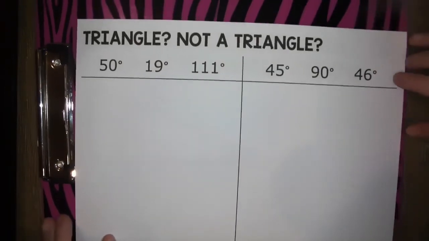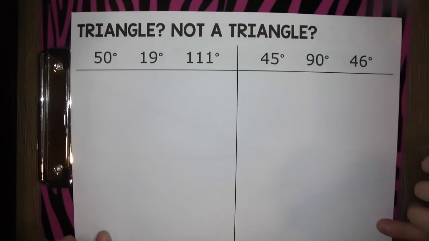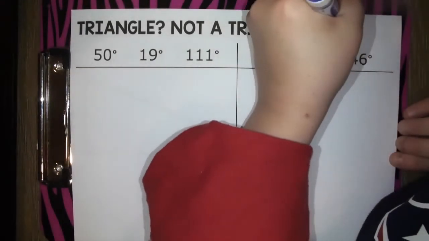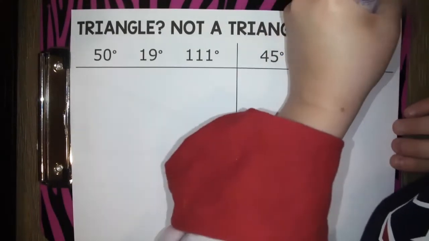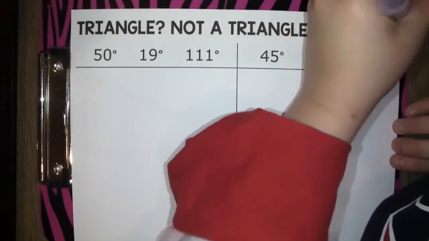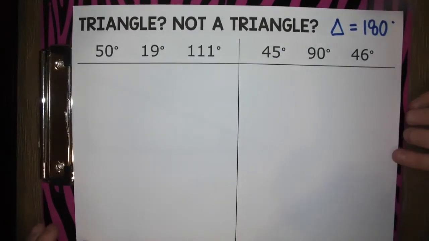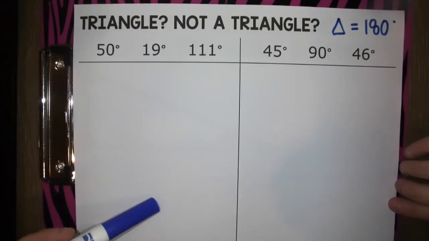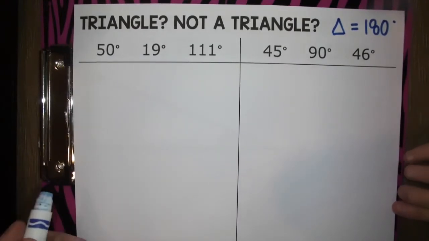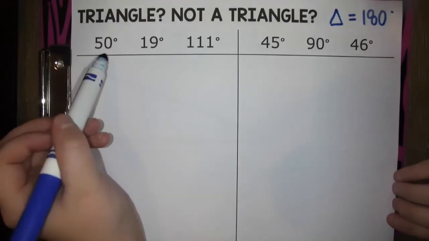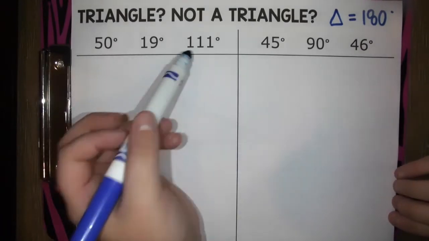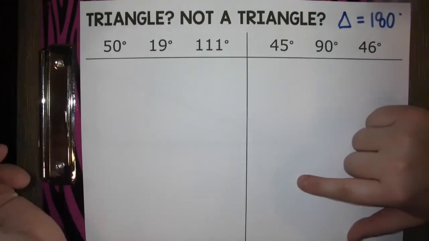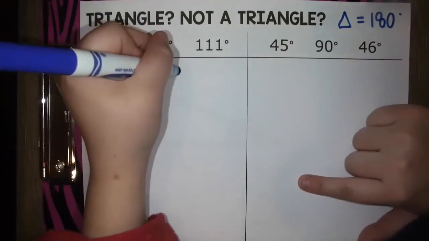So, triangle or not a triangle based on three degree measures? Well, we know now that in order for something to be a triangle, all the angles together need to equal 180 degrees. So we're going to test out if these measures actually equal 180 degrees, then it's a triangle. But if they don't, then it's not. So 50 degrees, 19 degrees, 111 degrees. Is this a triangle? Well, let's add the measures together and see if it proves to work.